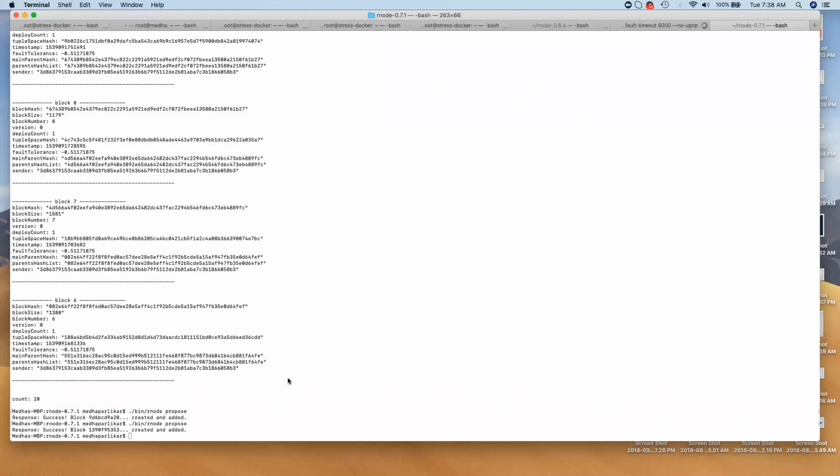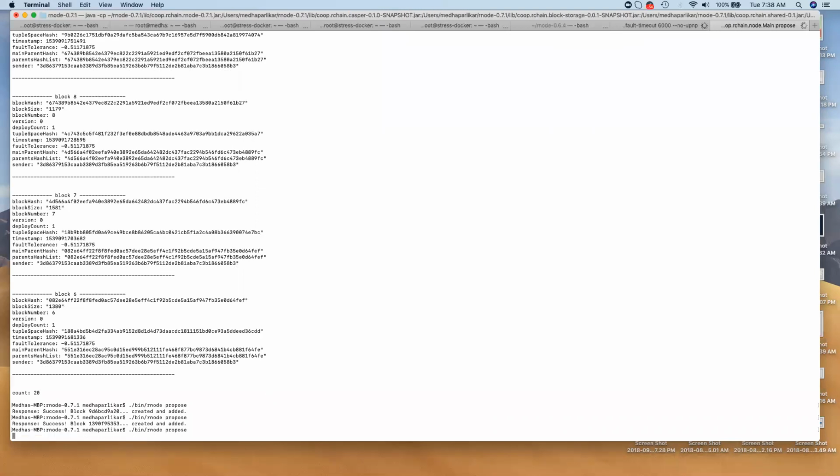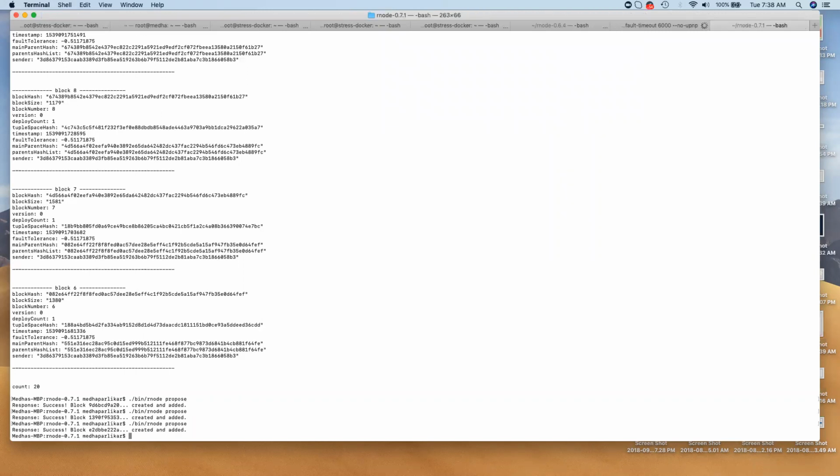When I'm trying to bond myself, I should be using some other node, correct? Yes. Which one should I use? You can use mine, or I think Kelly's. Phil, are you back up and healthy? I think Phil's trying to bond right now.